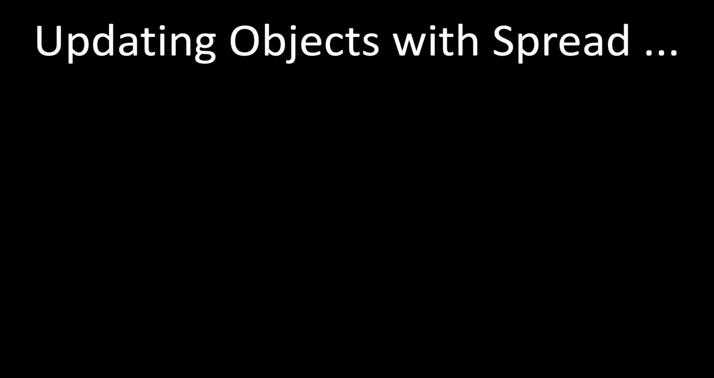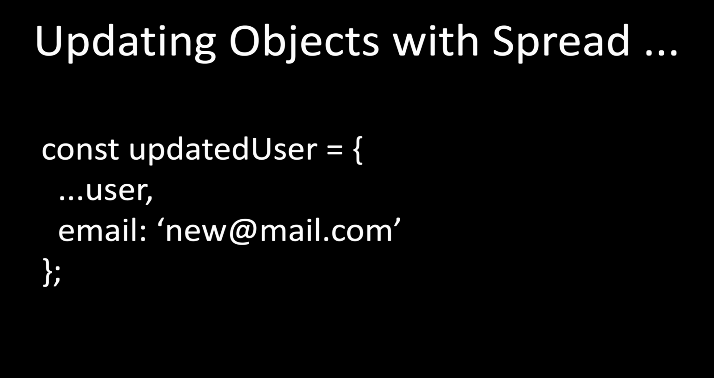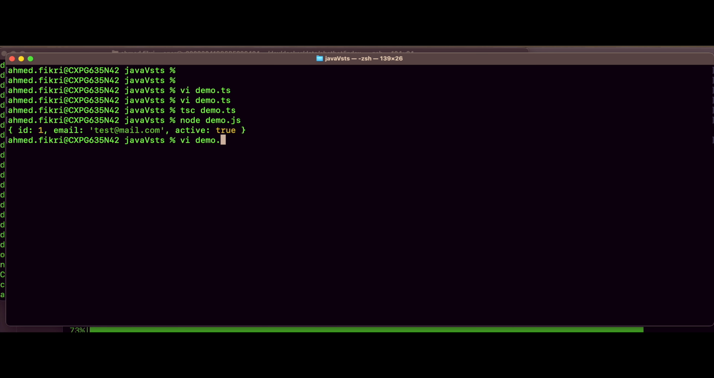Second, updating objects using the spread operator. For example, creating a copy of the user object by updating the email field. It is immutable by default, readable, and avoids side effects. Compare this to Java. You would need a builder, copy constructor, or manual cloning. Here it is, one line, very convenient.